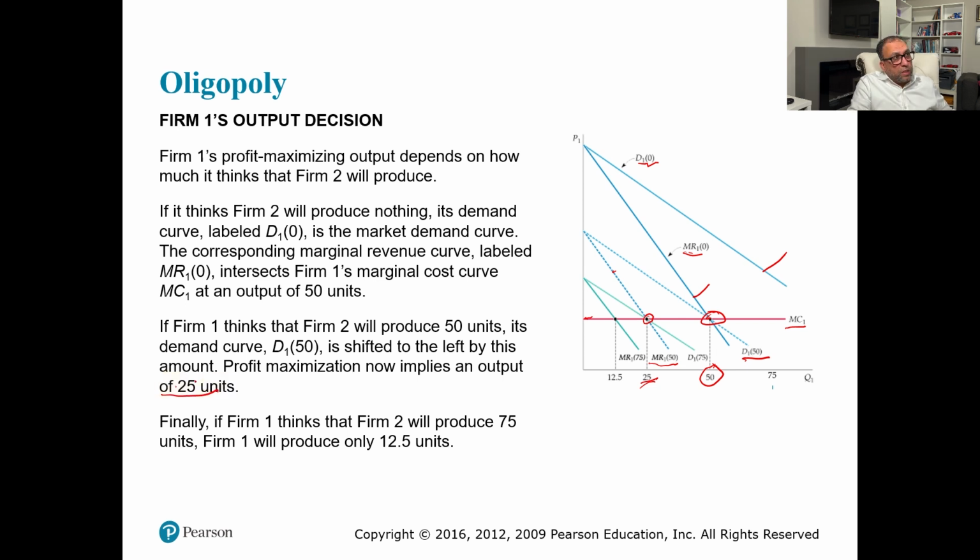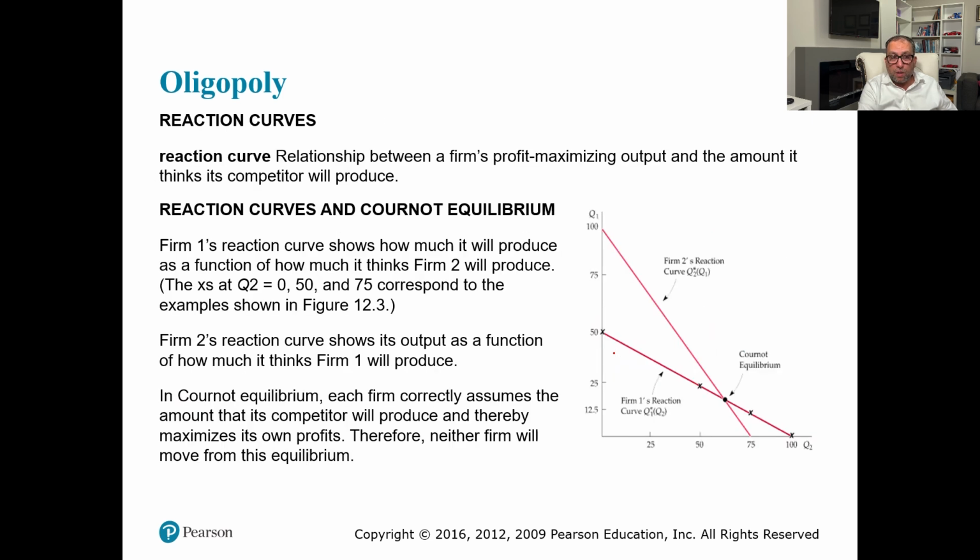Finally, if firm 1 thinks that firm 2 is going to produce 75 units, firm 1 will produce 12.5. In a similar way, the demand reduces, and the marginal revenue curve intersects the marginal cost curve at 12.5. So you see that as firm 2 is producing more and more, firm 1 is producing less and less in order to maximize profit, and profit maximizing is where MR is equal to MC.